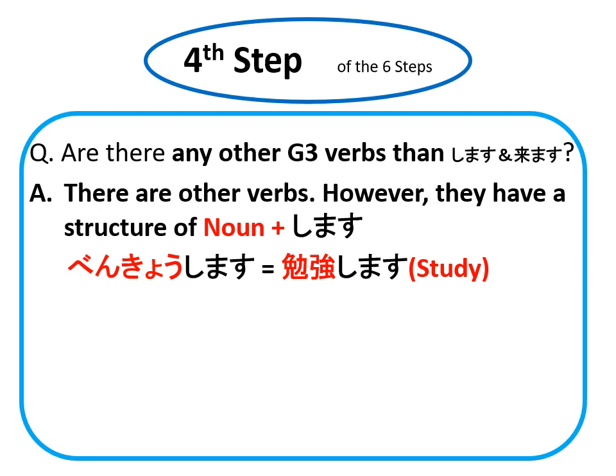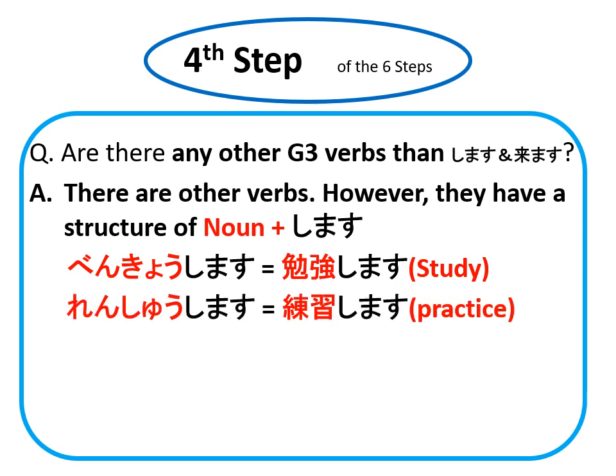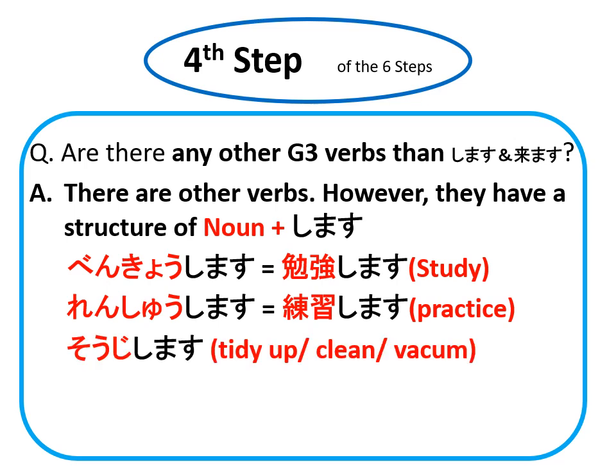Benkyou is a noun meaning study. But you cannot create your own group 3 verbs using shimasu. Okay? So you have to remember these verbs. Renshu shimasu is another example. Renshu is a noun meaning practice, and there is renshu shimasu, to practice. Okay, souji shimasu, to tidy up, clean or vacuum. Copy shimasu, okay, to photocopy.